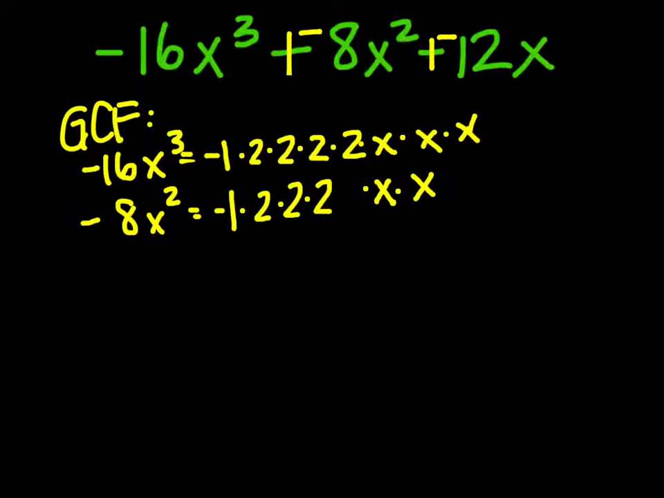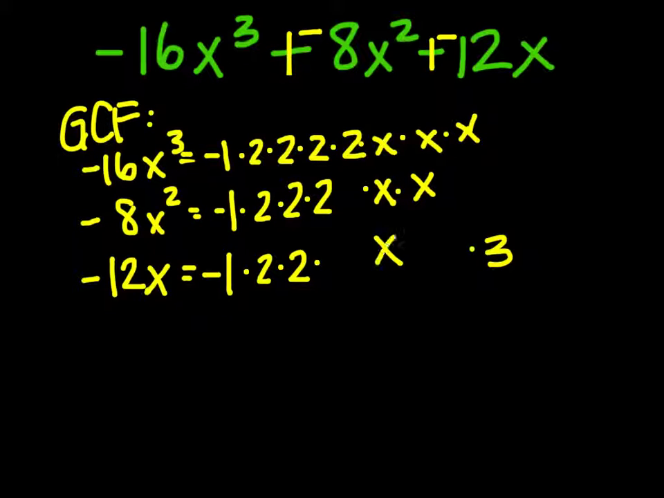And then last one, we have negative 12x. Got a negative 1 times 2 times 2 times 3, technically. And I didn't save any space for the 3, so I'm just going to put a 3 over here, because I know there's no 3 in the other two numbers. So I'm just going to put it on the end, and that's not going to hurt anything. And we have times an x.